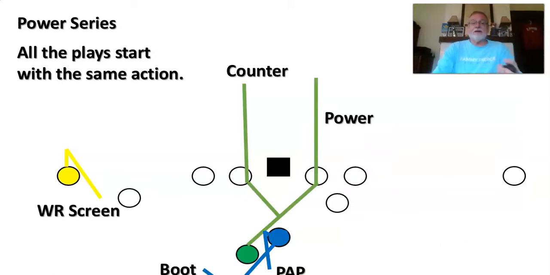Okay? The power series, very similar to the zone series. If you're a power team, notice I got the H or the F, whatever you want to call him, in the box. You got your power. Boom, right there. You got your counter. Be your GH counter or your GT counter. You got your play action pass. Stick it in there, drop back, boom. You got your boot, and you got a wide receiver screen here too.